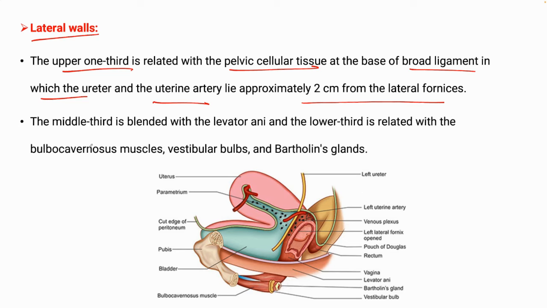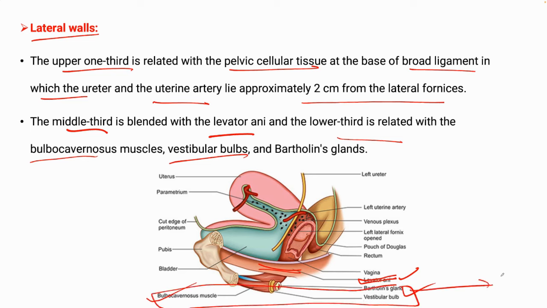Clear? Now the middle third is related with the levator ani. You can see this one, the middle one third by the levator ani, and the lower one third by the bulbocavernosus muscle, vestibular bulbs and Bartholin's gland. So these three are related to the lower one third, and the middle one third is the levator ani. Remember well.